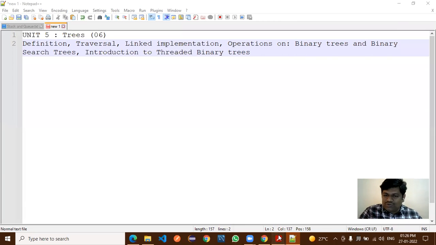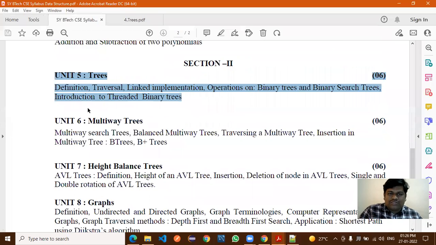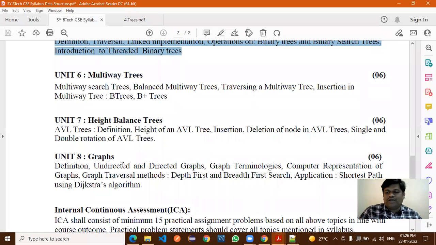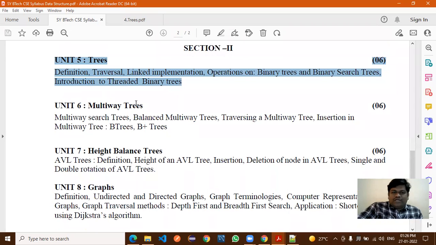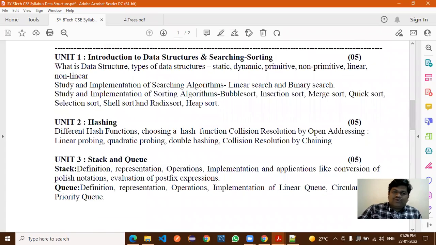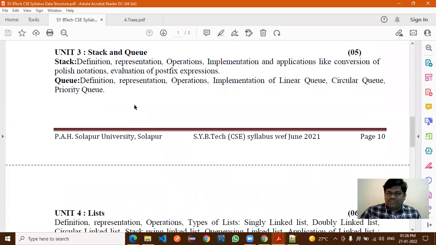In section 2, is it visible, Tom? Here in section 2 we have tree, multi-way tree, height balanced tree, and graph. So tree and graph, these two concepts we will discuss in unit 2, section 2. All these concepts are related with non-linear data structures, and whatever we discussed in section 1 are linear data structures, right?